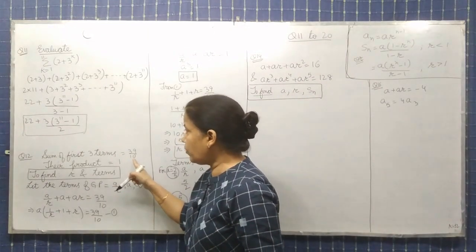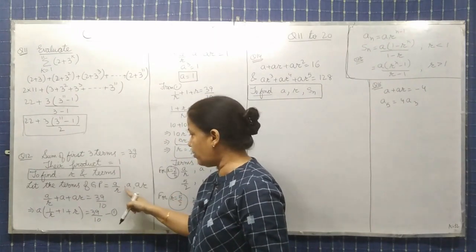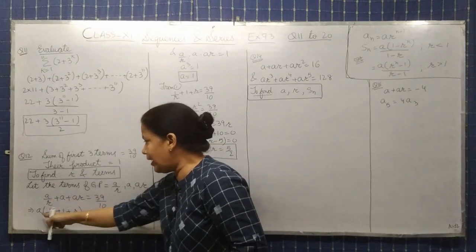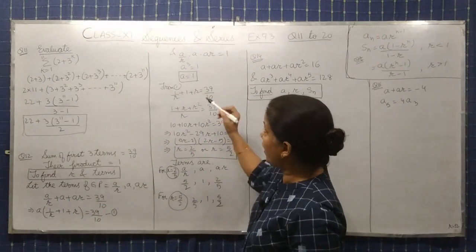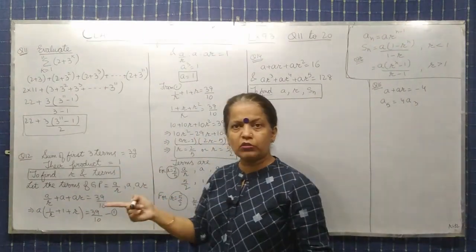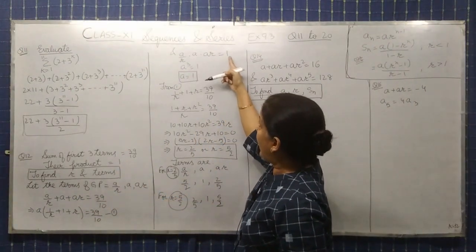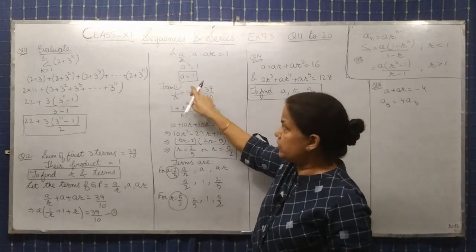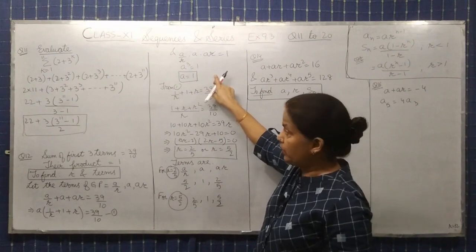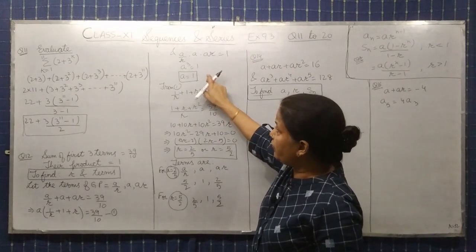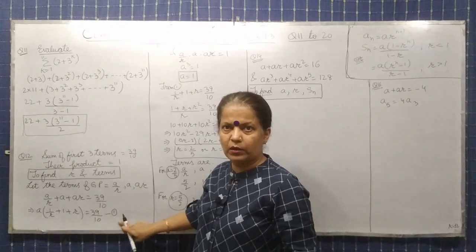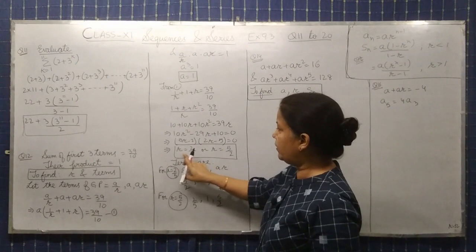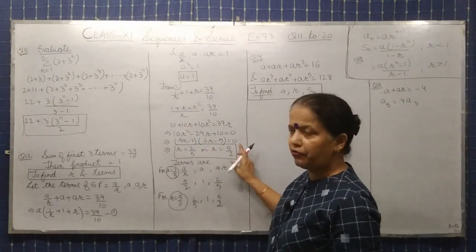Now here it is given the sum of these three terms is 39 by 10. And now what will you do? Take A common, so you will get equation 1. And their product, all the three terms' product, is given as 1. Cancel it: A cube equals 1, so A you will get as 1. Now put this value of A, 1, in equation 1. After substituting and solving, you will get the R value as 2 upon 5 or 5 upon 2.